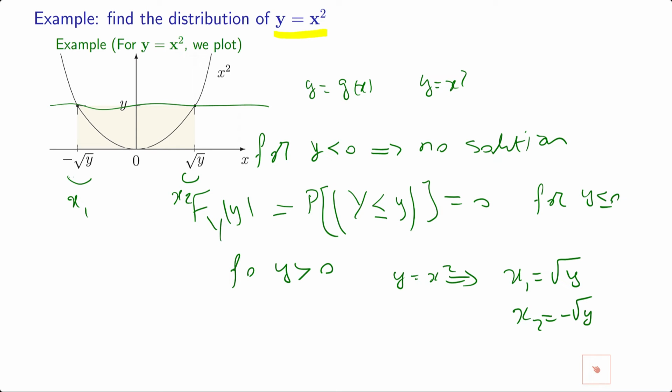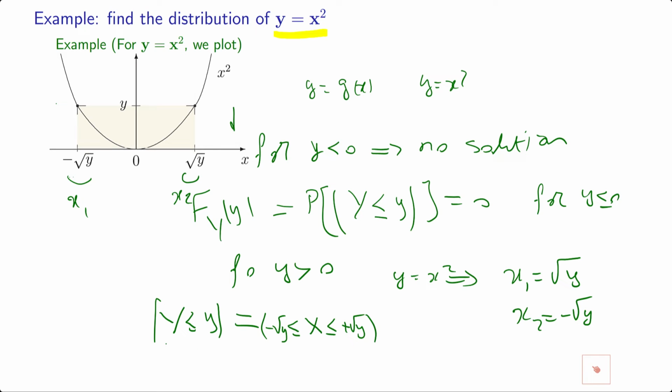If you want to consider the event Y being smaller than y, so if you want to be below this line, your x, because you're always on this curve, should be in this interval. So this event is equal to saying that x shall be between minus a square root of y and plus a square root of y. Obviously, the probability of this one, which is the CDF, F_Y of y, is equal to the probability that x falls in this interval.